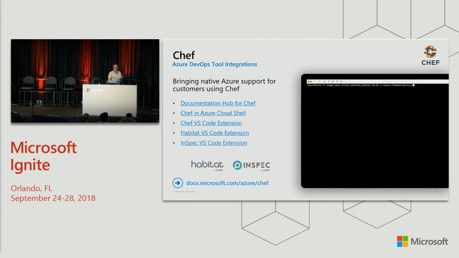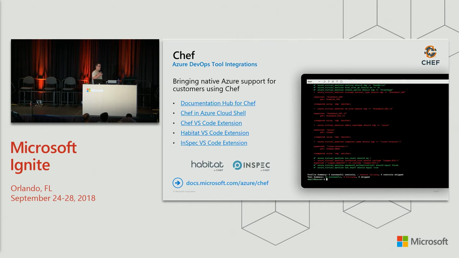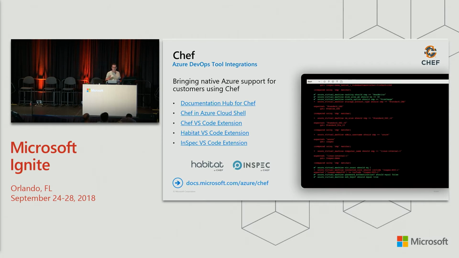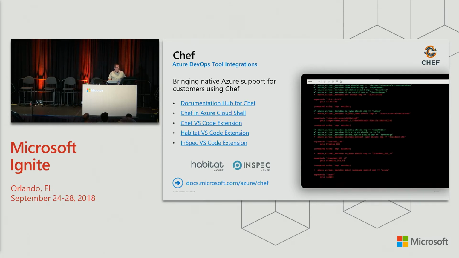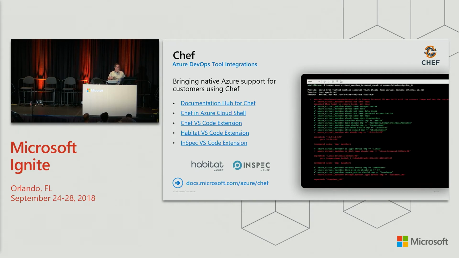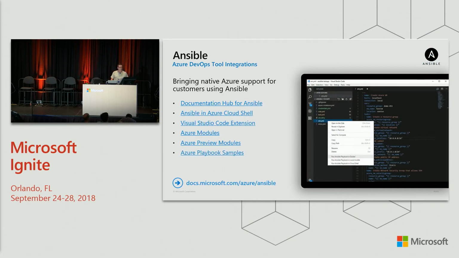Same thing is true if you come at this more from a configuration management background and maybe you use Chef. Chef has a set of support for at least some Azure resources, mainly virtual machine based. Again, Chef is in the Cloud Shell. There's reasonably good support also in VS Code for Chef. Same again with Ansible. Ansible's in the Cloud Shell. And there's good support for Ansible in VS Code.